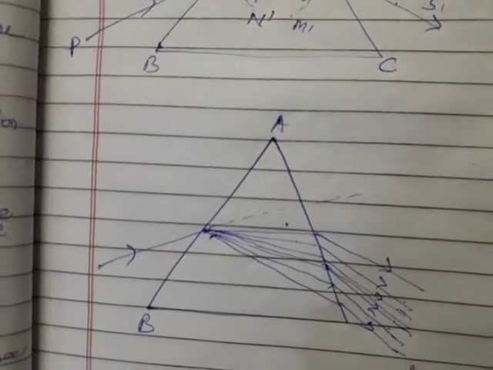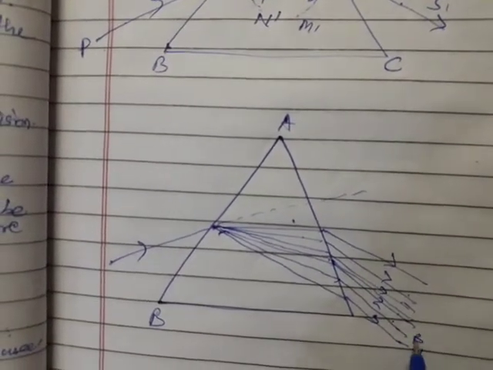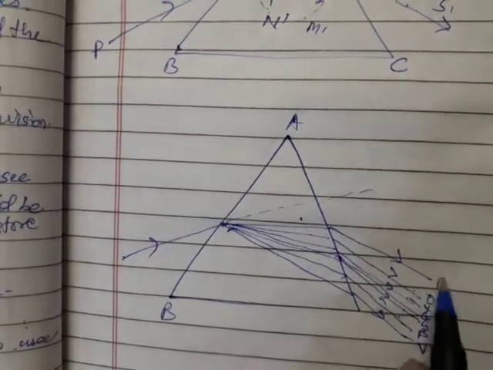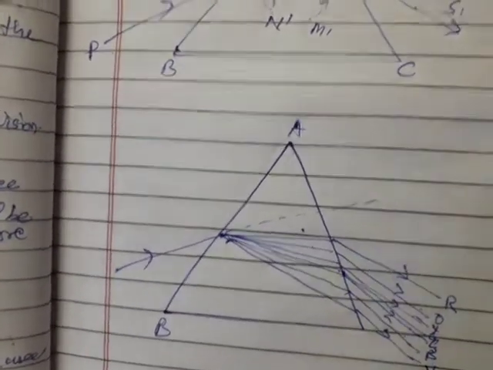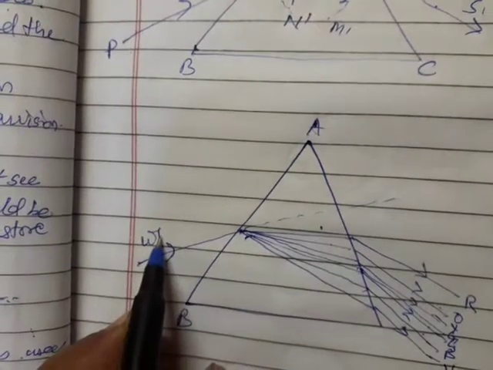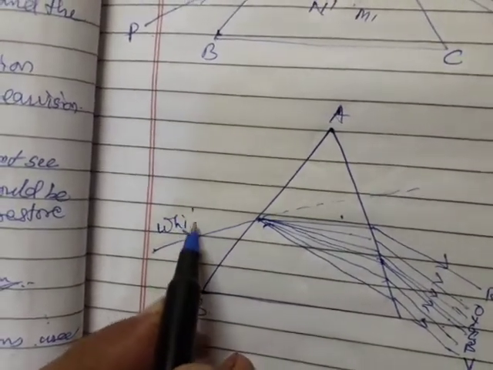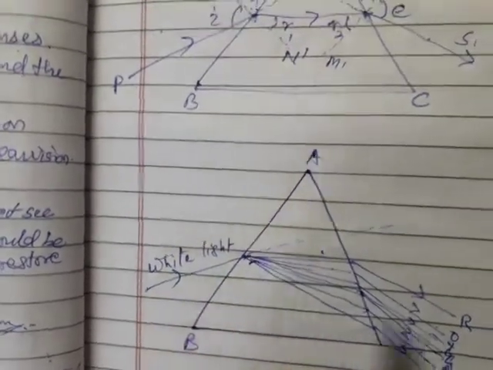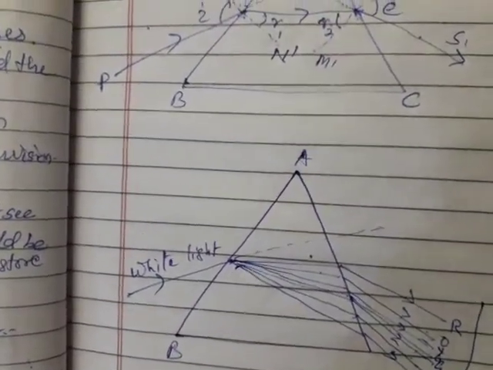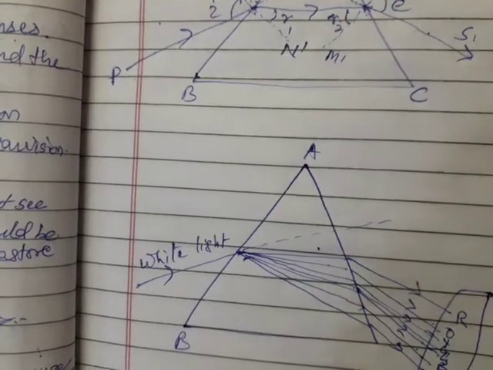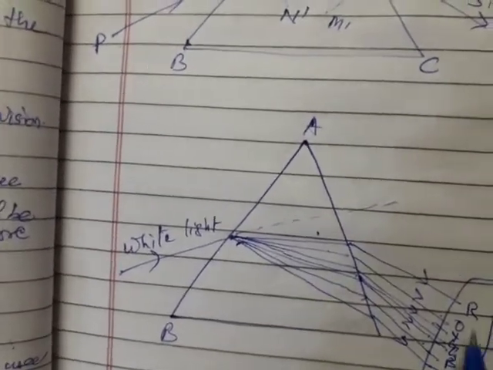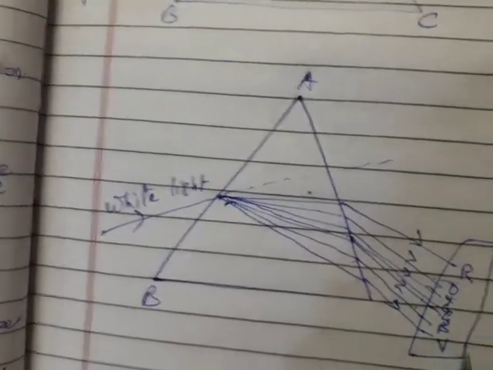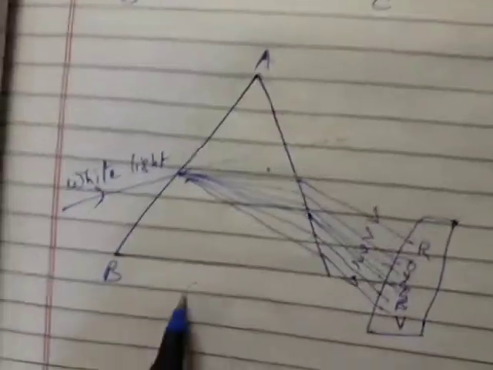So what is the band of V, I, B, G, Y, O, R? These are the band of 7 colors. So this is white light, and we have here the band of 7 colors. When we place a white screen here, then we can get the 7 strips or band of 7 colors on the screen. Okay.